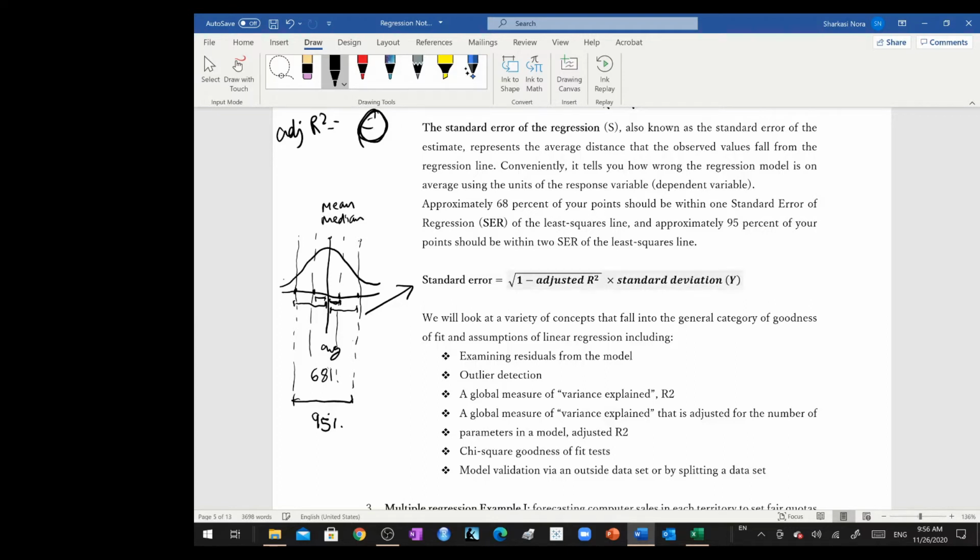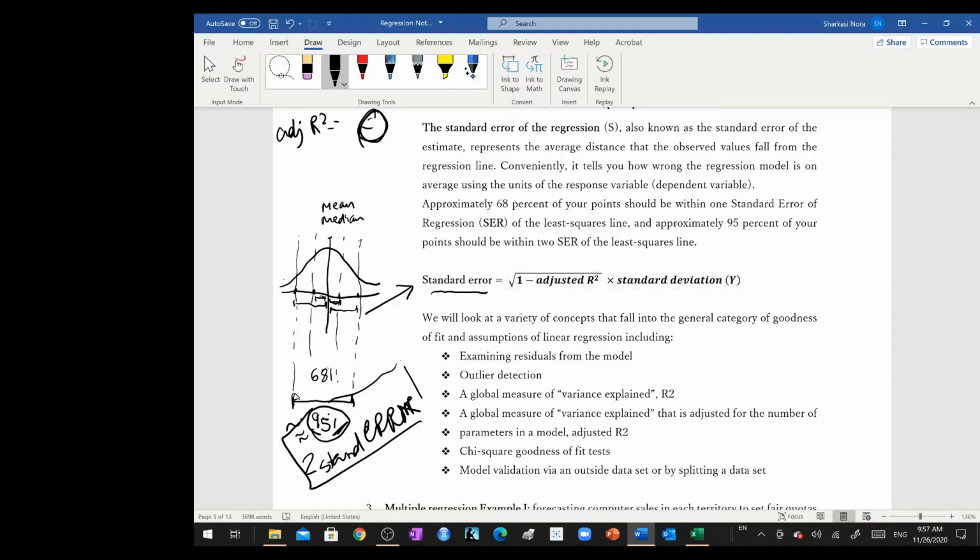Same applies for the standard error. Basically, this is 1 standard error away from 0 and 2 standard errors away. So for standard errors, you want a minimum of around 95% of your data to lie within 2 standard errors. What does that mean? This is the technical part. What does that mean for you?